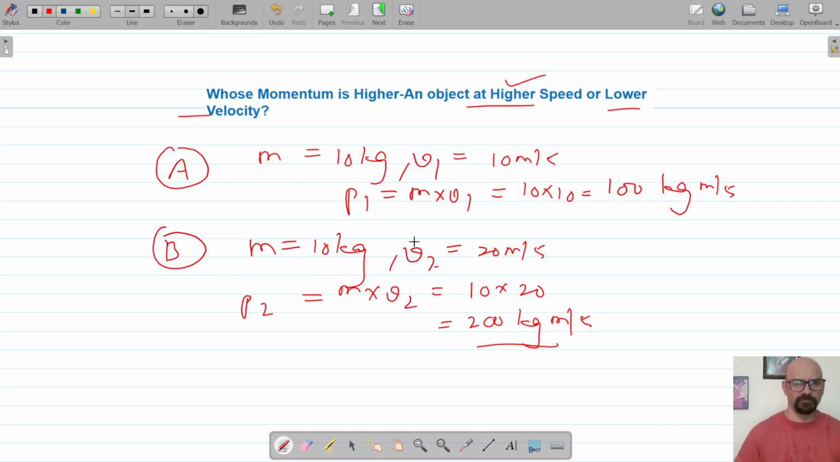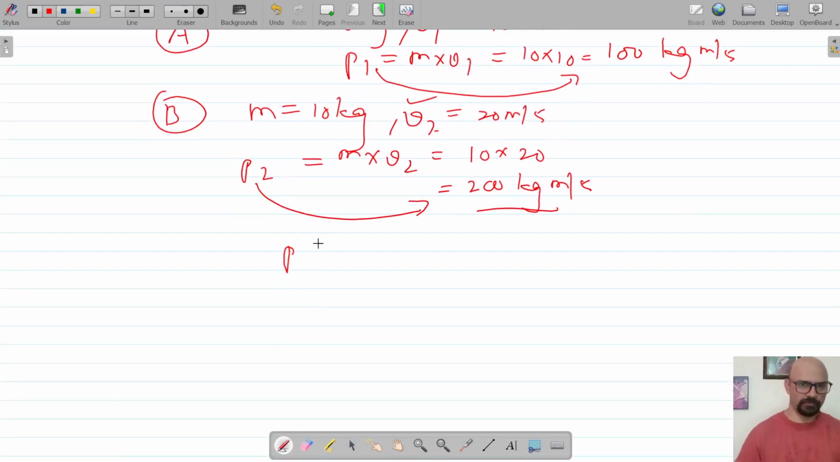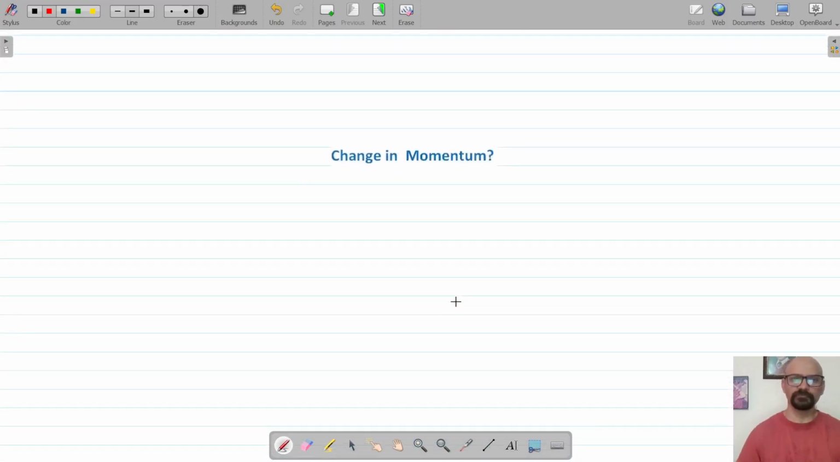So the object with the greater velocity has greater momentum. The object with lower velocity has low momentum. So the higher the speed, the higher the momentum. It's obvious from the formula, because P is equal to m into v. If we keep the mass constant, it gives us P is directly proportional to v. So that means the more the velocity, the more the momentum.